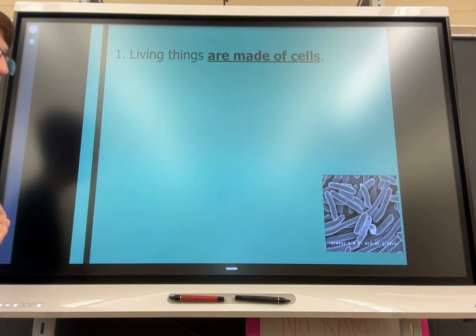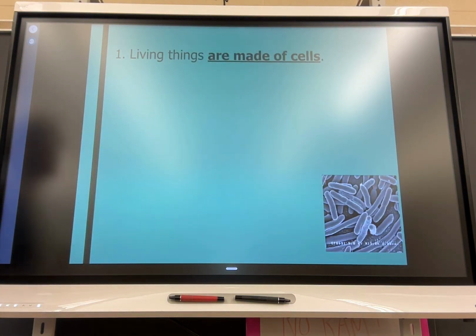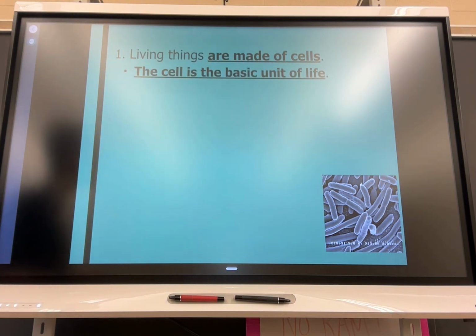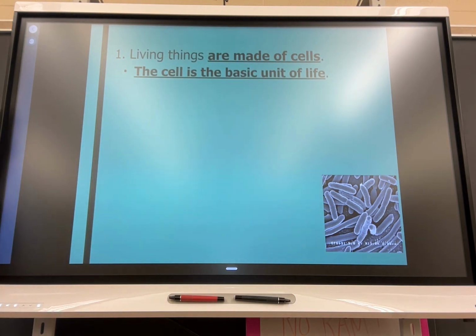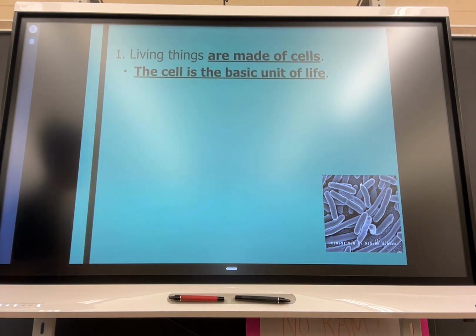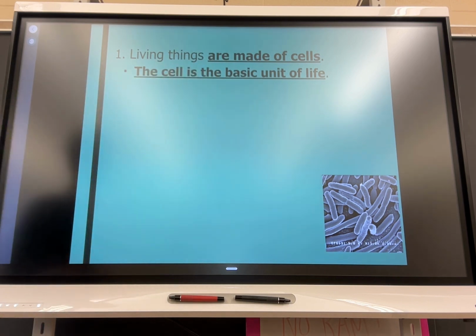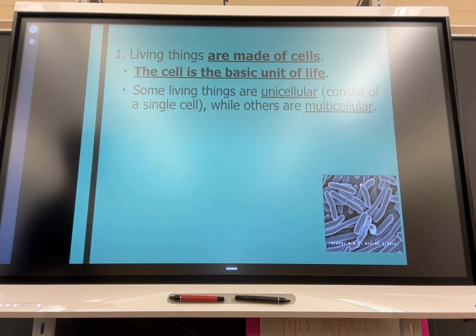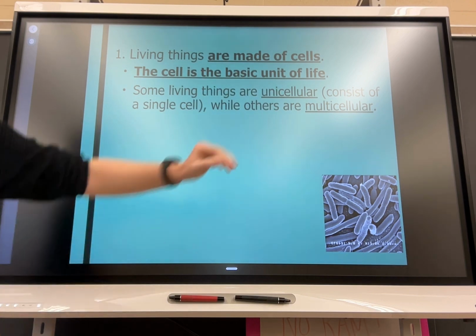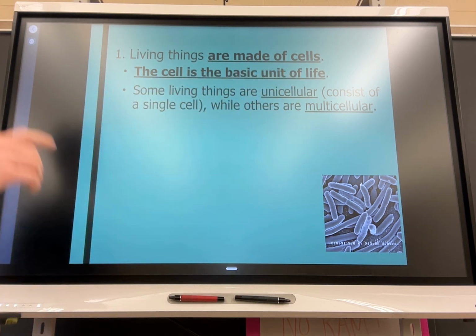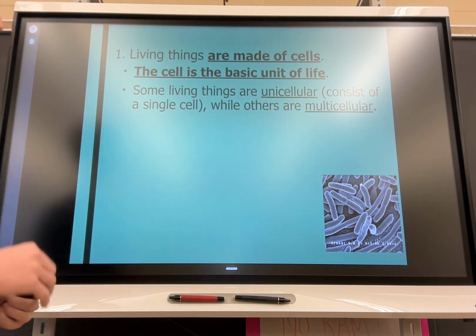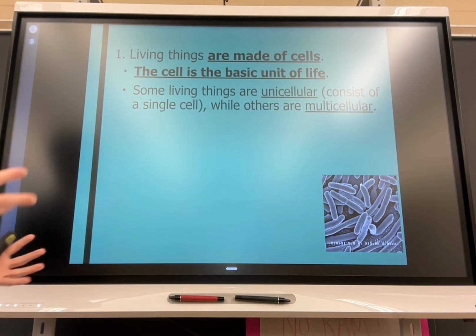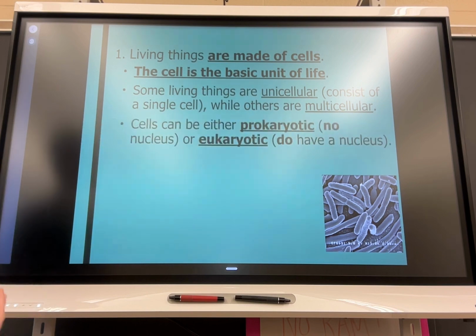So the first one is that all living things are made up of cells. So cells are the basic unit of life. So we don't classify anything as living until we hit the stage of cell. Some living things are going to be unicellular. Uni means one, so unicellular means single-celled. Others are going to be multicellular, which means that they are composed of many and multiple different cells.